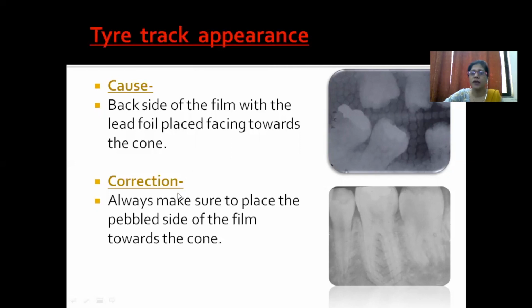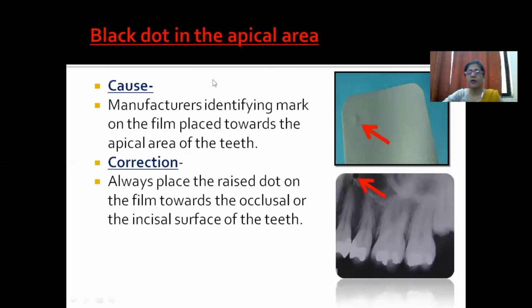Okay, how to correct? Always make sure to place the pebbled side of the film, that is the white side, with the convexity towards the X-ray source. Black dot in the apical region. Now we all know this convexity should be on the incisal surface. It should be on the incisal surface.